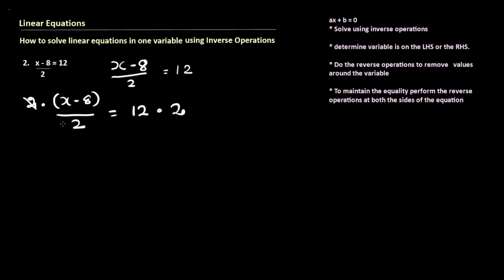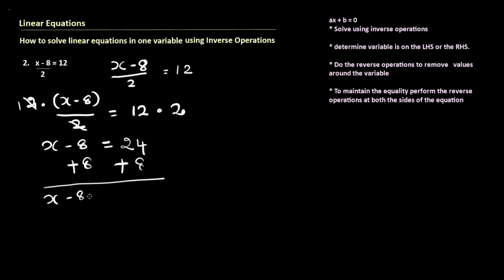Now on the left hand side, 2 divided by 2 gets cancelled and becomes 1, and only x minus 8 remains. On the right hand side of the equation, 12 times 2 is 24. Now we are going to eliminate the minus 8 by adding 8 to both sides of the equation. That makes our equation x minus 8 plus 8 equals 24 plus 8.